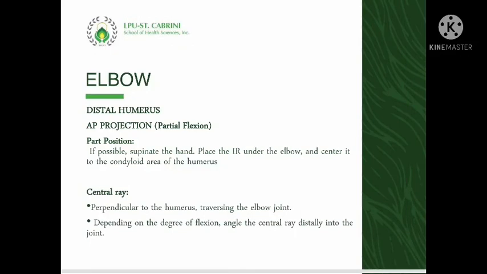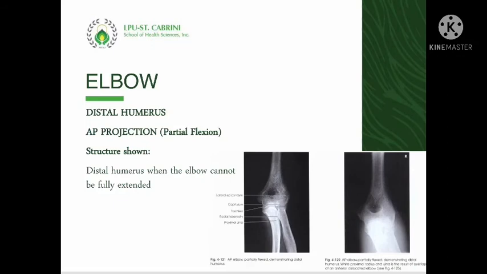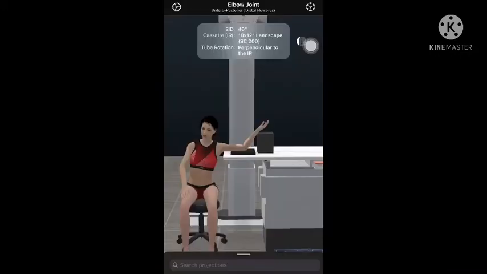If possible, place the hand in supine position. Place the IR under the elbow and center it to the condyloid area of the humerus. The central ray is directed perpendicular to the humerus, traversing the elbow joint. This projection shows the distal humerus when the elbow cannot be fully extended.